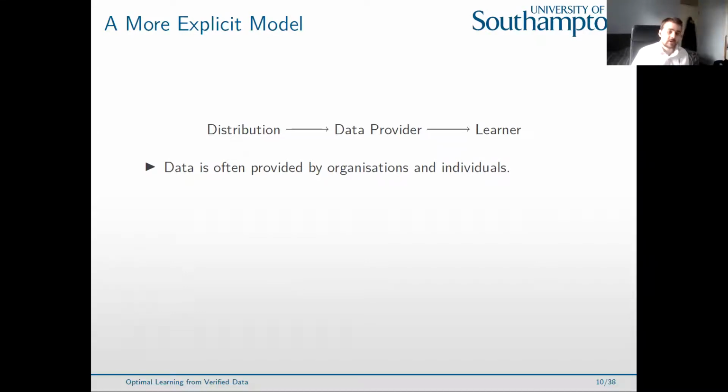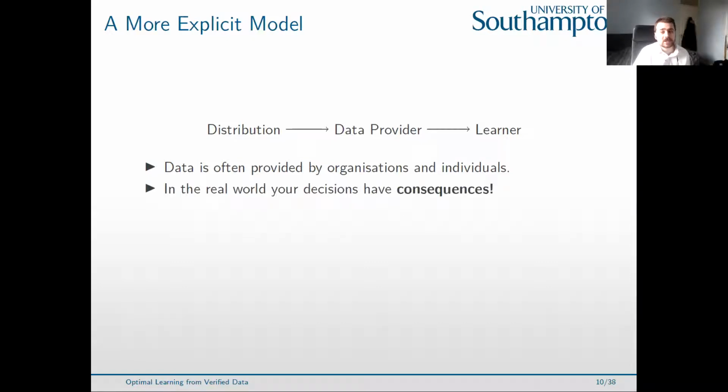And so this data provider is acting as a middleman between you and the distribution. And these data providers will often be organizations or individuals. It might be something like Amazon Mechanical Turk, where you're crowdsourcing. It might be a business client who is submitting data. It might be a financial institution. It could be many things.